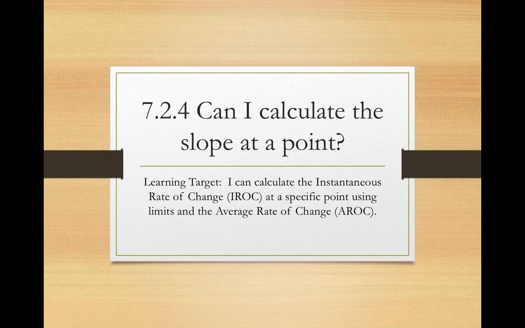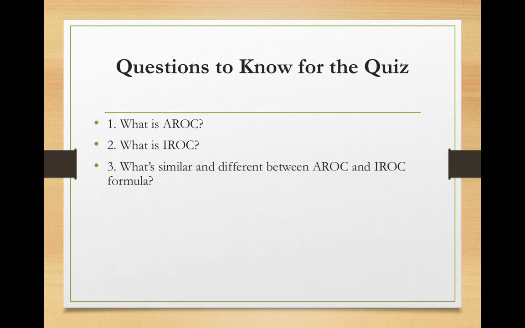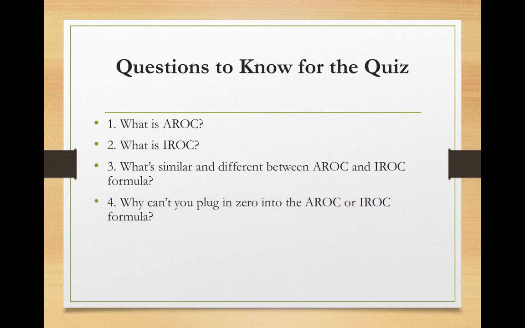Before we get started, we want to go over the questions you want to know for the quiz at the end of this video. Number 1, what is AROC, the average rate of change? What is IROC, the instantaneous rate of change? What's similar and different between the AROC and IROC formulas? There are two formulas for what's similar and what's different. Why can't you just plug in 0 into the AROC or IROC formula? When do you plug in x into the IROC formula?